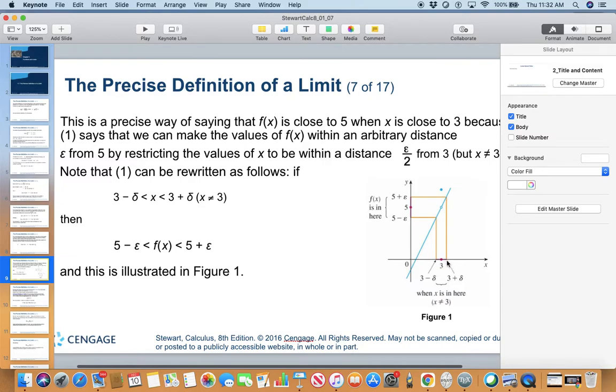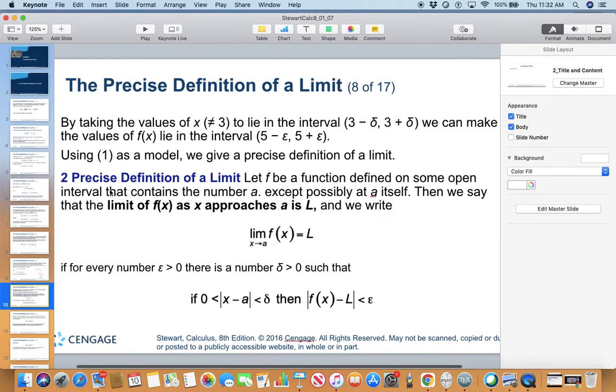Then if that happens, then f(x) will be within epsilon distance of 5. That's all this is. f(x) is in this interval. So f(x) is between these two numbers. And you see, my f(x) function is 2x minus 5, right? So that's a line. And when x is within this interval, if you notice, f(x) is within this interval. All right.